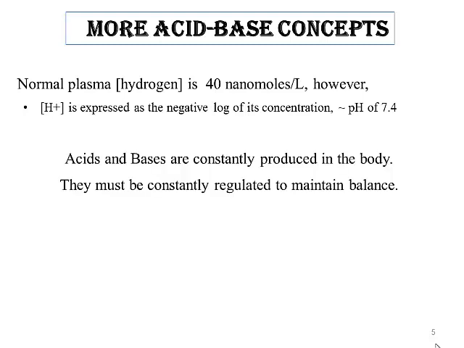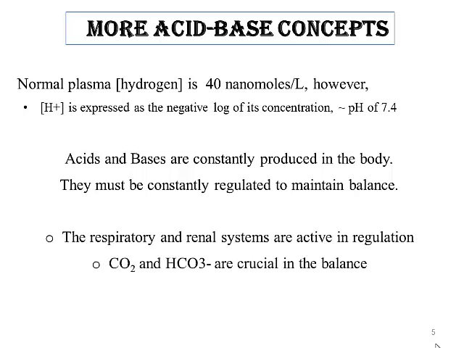Interesting, right? Well, just like fluids and electrolytes, acids and bases are constantly produced in the body. They must be constantly regulated to maintain balance. Remember, only free hydrogen ions are physiologically active. Hydrogen ions bound to other atoms or molecules are inert. Free hydrogen ion is destructive and associated with severe consequences to cell structure. See the importance of this balance?